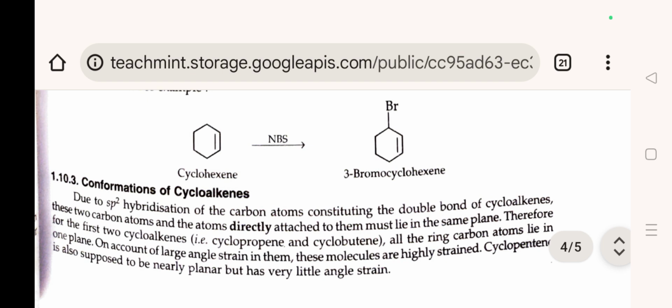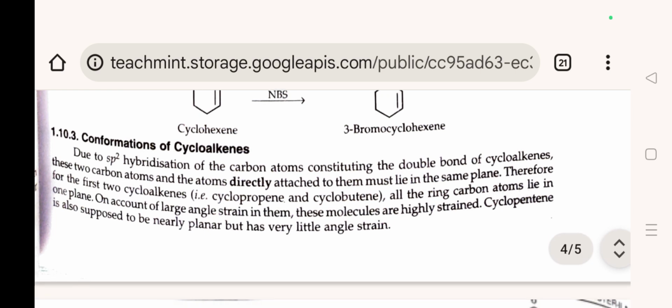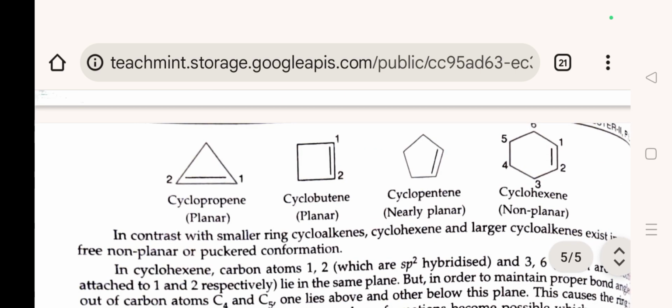Conformation of cycloalkenes. Due to sp2 hybridization of the carbon atoms constituting the double bond of cycloalkenes, these two carbon atoms and the atoms directly attached to them must lie in the same plane. Therefore, for the first two cycloalkenes, that is cyclopropene and cyclobutene, all the ring carbon atoms lie in one plane. On account of large angle strain in them, these molecules are highly strained. Cyclopentene is also expected to be nearly planar but has very little angle strain. In contrast with smaller ring cycloalkenes, cyclohexene and larger cycloalkenes exist in strain free nonplanar or puckered conformations.